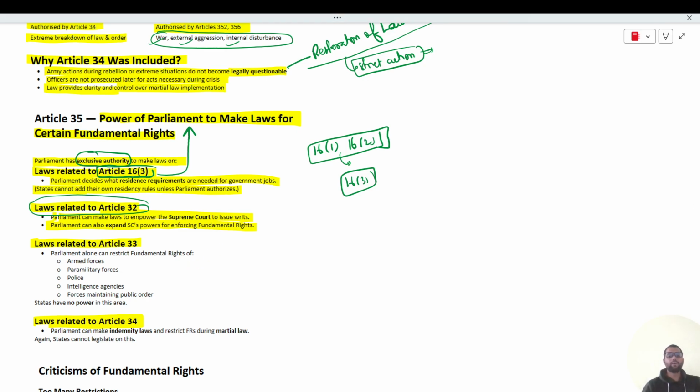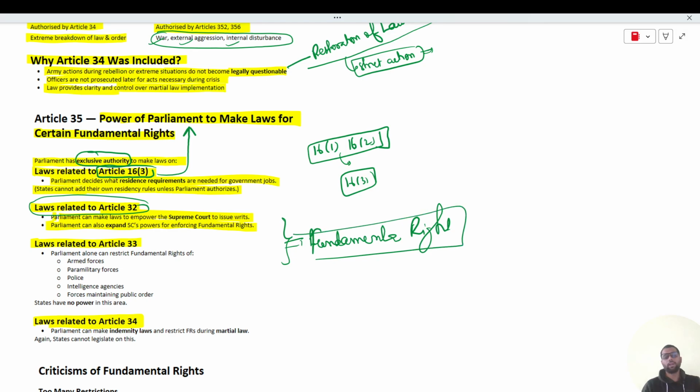Just remember one point: whenever a law is required to be made for a fundamental right, the only, exclusive authority is given to the Parliament. So this was Article 35. Article 33 covers restrictions on the fundamental rights of certain persons who are required to maintain discipline and serve for national security. Article 34 covers restrictions on ordinary citizens under special circumstances, that is martial law, and we have understood what martial law is as well.